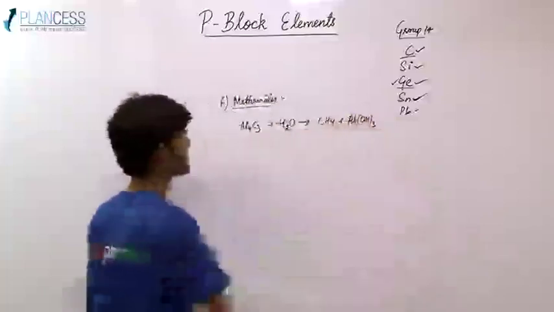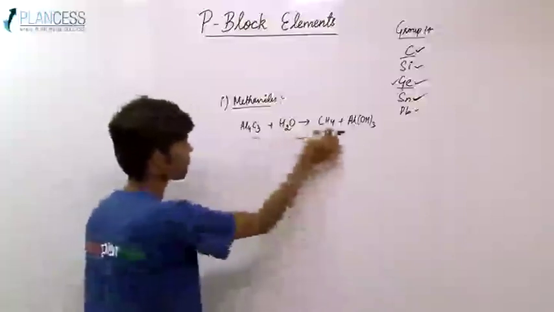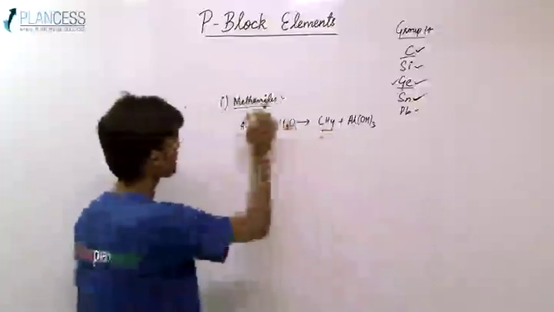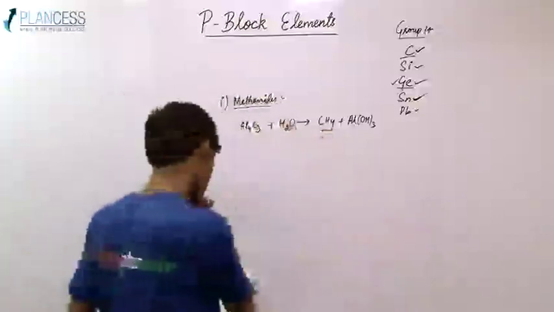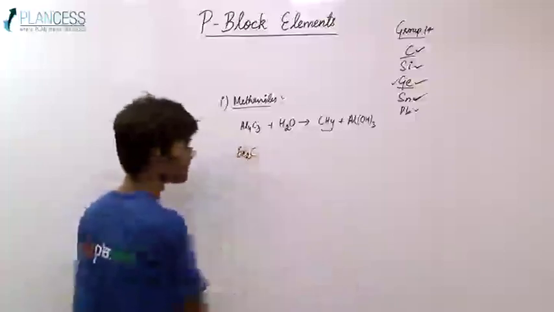So you can balance the equation. It is a simple equation. So this is the reaction. On hydrolysis it gives methane, therefore it is listed under the methanide carbides. The other example of it is Be2C, that is beryllium carbide.